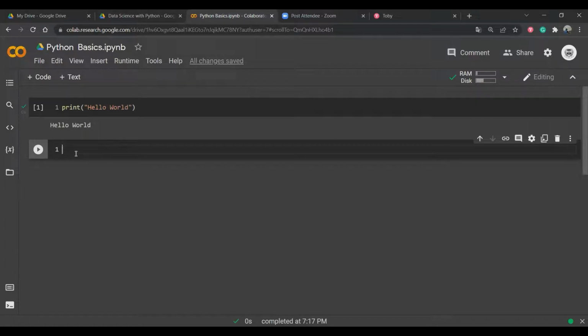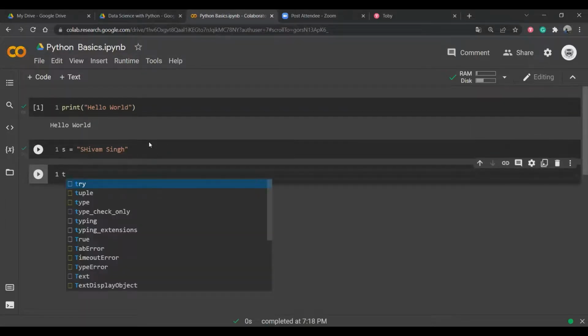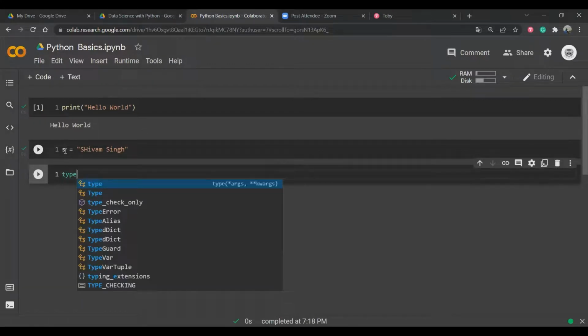Okay, so every data type has its own signature. Suppose you want to write a string. In Python, if you write anything in a single quote or double quote, then it becomes a string. Suppose I write Shivam Singh over here, now this is a string, and Python is able to recognize it. Now this S is what? S is nothing but a variable.